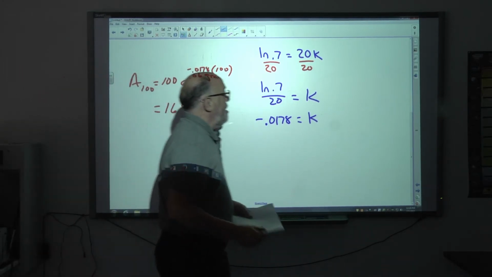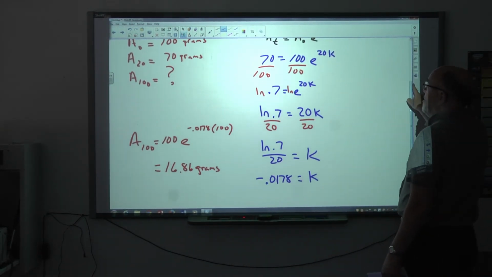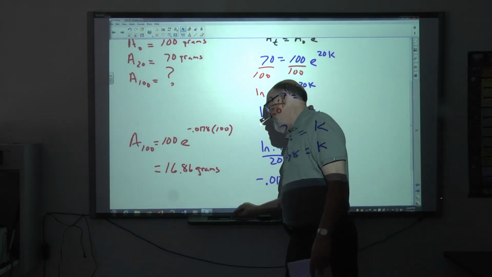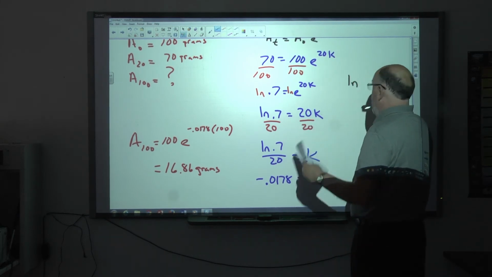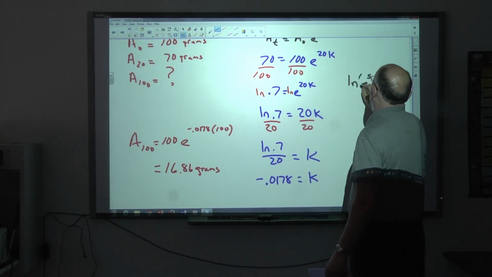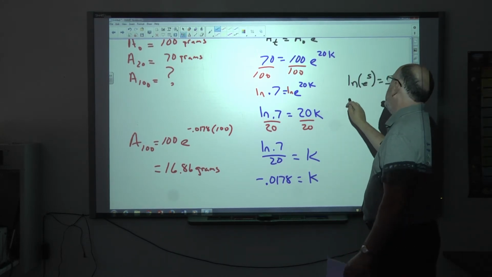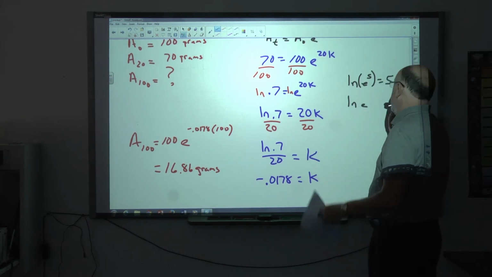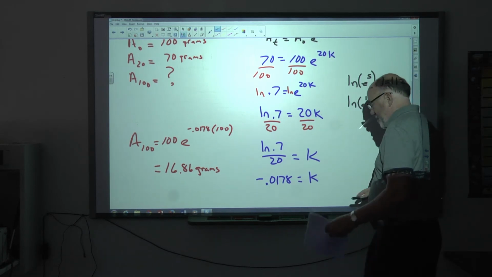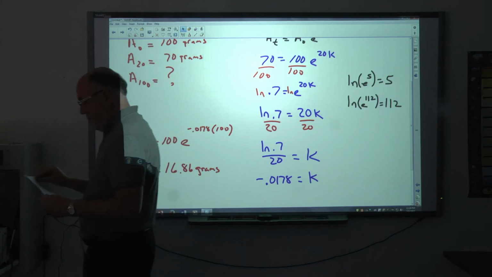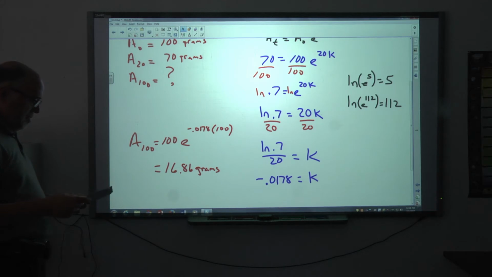So again, natural log and e are opposites of each other. For example, if you tried this on your calculator, and I asked what is the natural log of e to the 5th, you would end up with 5. If you ask what is the natural log of e to the 112th, this will come out to be 112. So natural log and e cancel each other out.